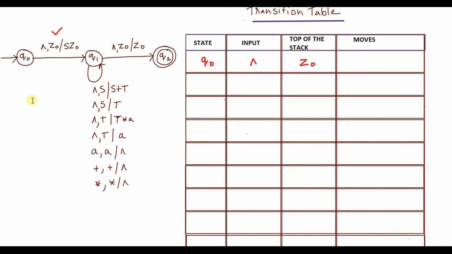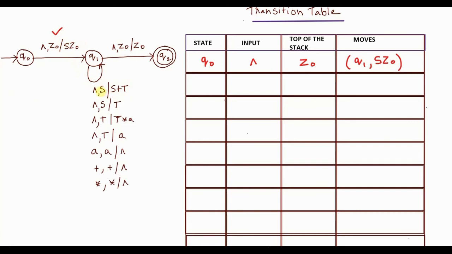Okay, what happens? PDA moves to which state? PDA moves to state Q1 by doing what? What is the operation that is performed on the stack? Okay, start symbol S is pushed onto the stack. So the string SZ0 is the one which is pushed onto the stack. Okay, so this is for the transition that connects Q0 and Q1.